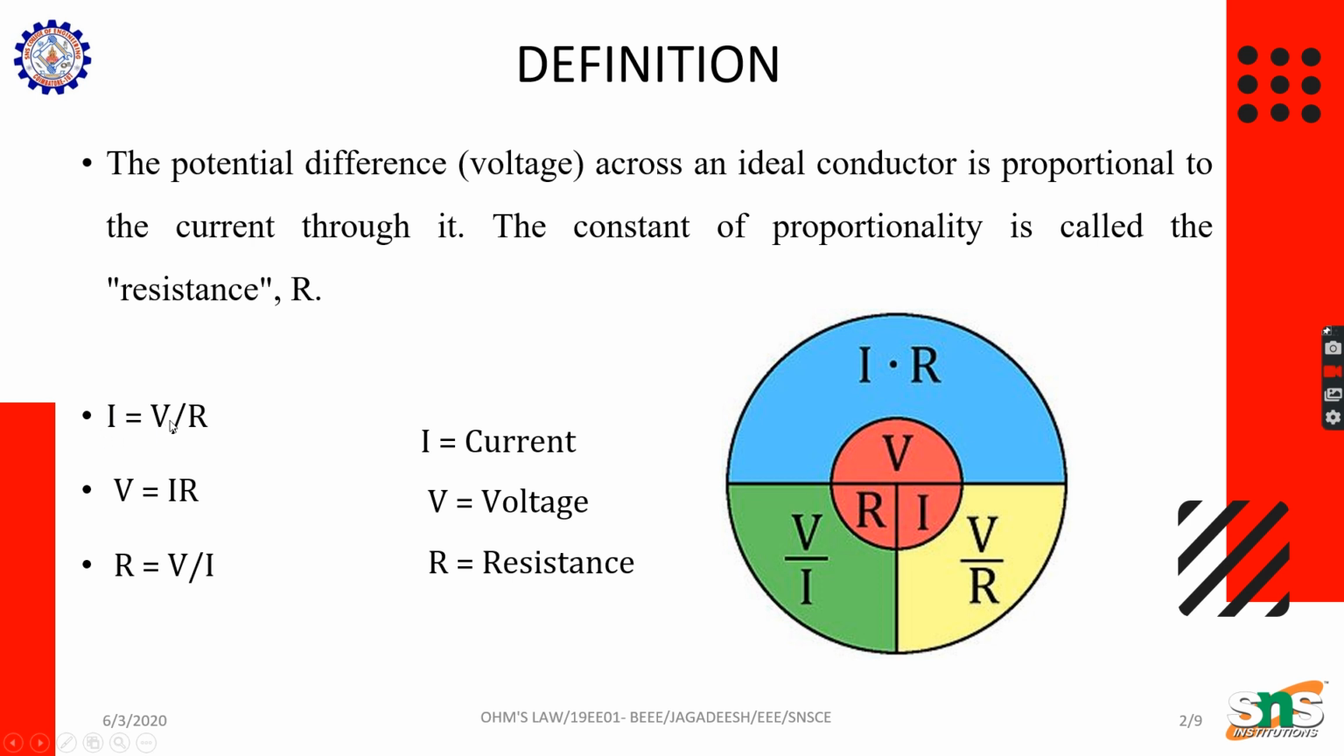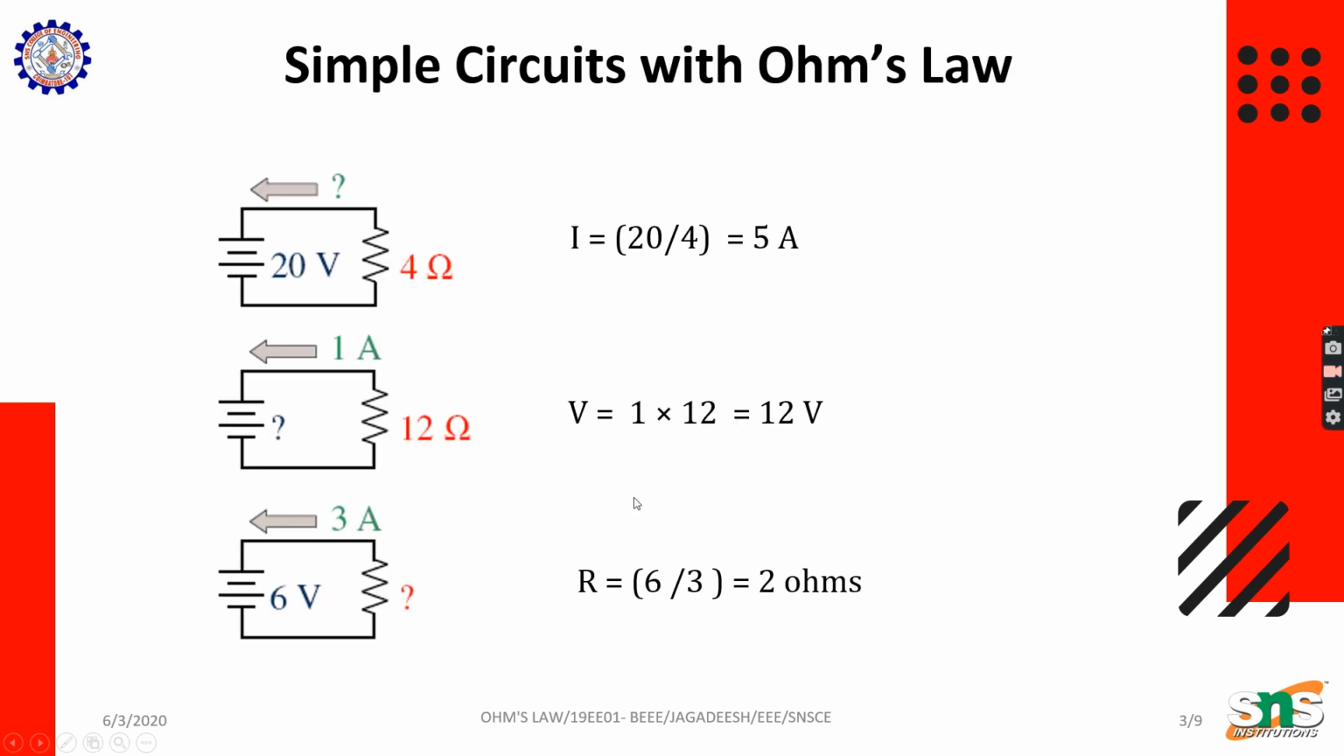But we can reframe the equation in different forms: V is equal to I into R, and R is equal to V by I. With these three relations, we can determine the current, the voltage, and the resistance, because if two are known and one is unknown, we can identify it in this method. Let us see a simple circuit and the finding of electrical parameters with the help of Ohm's law.